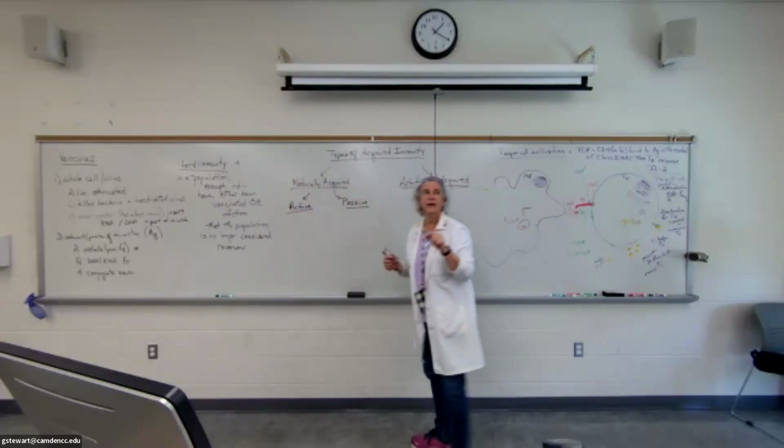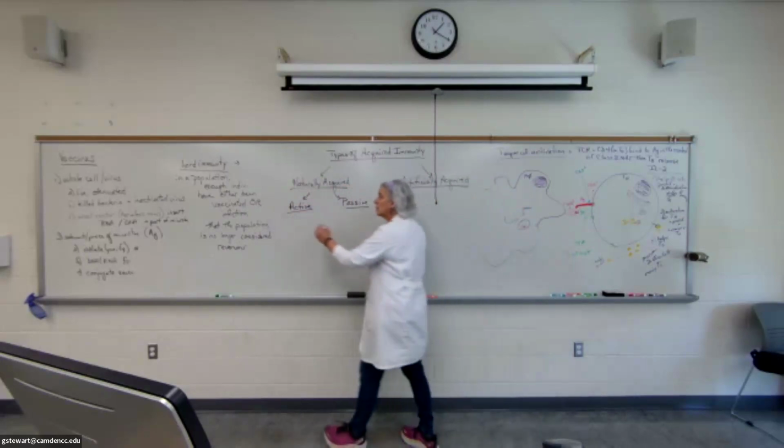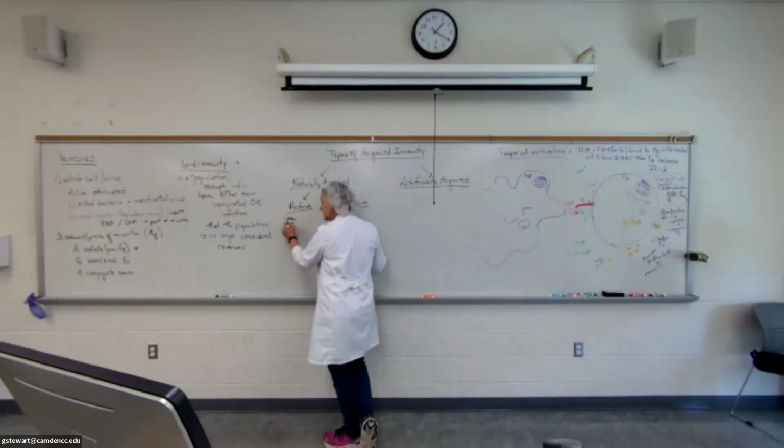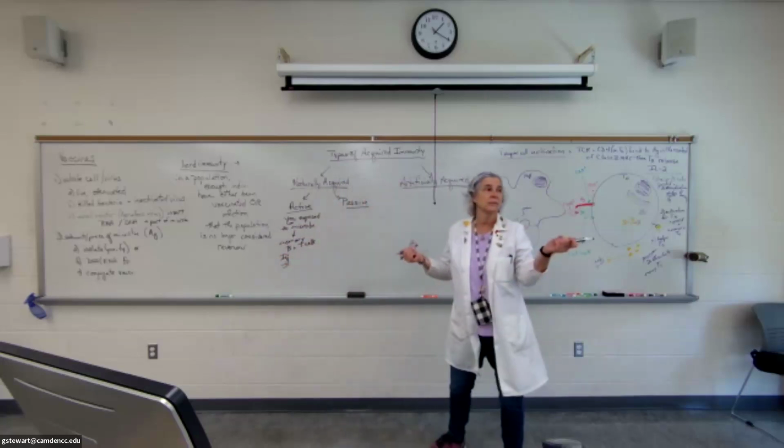A naturally acquired active immune response is usually the strongest. That means you, as an individual, were exposed to the microbe, right? You made an immune response with memory B cells and memory T cells and lots of immunoglobulin. And so you're immune to that.